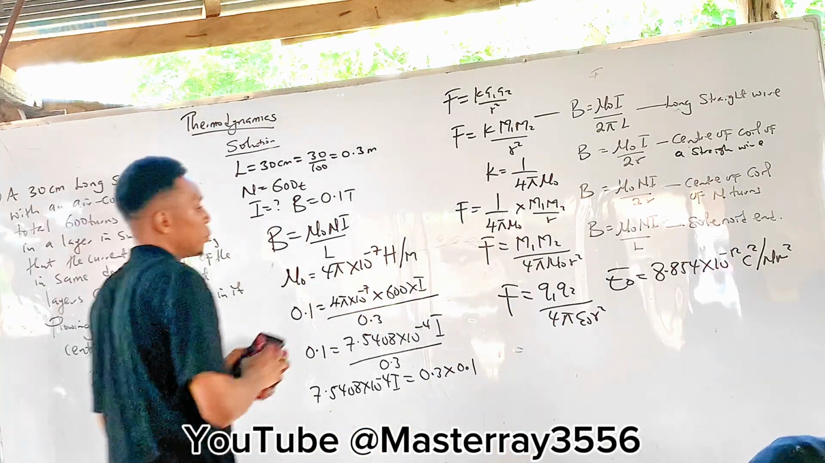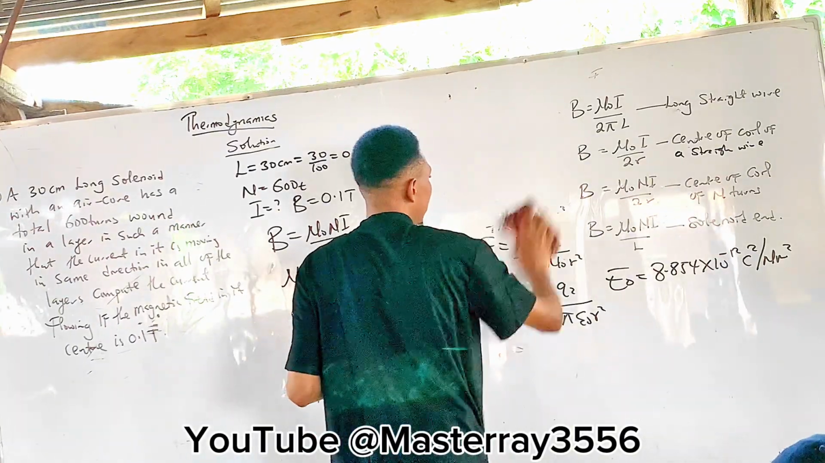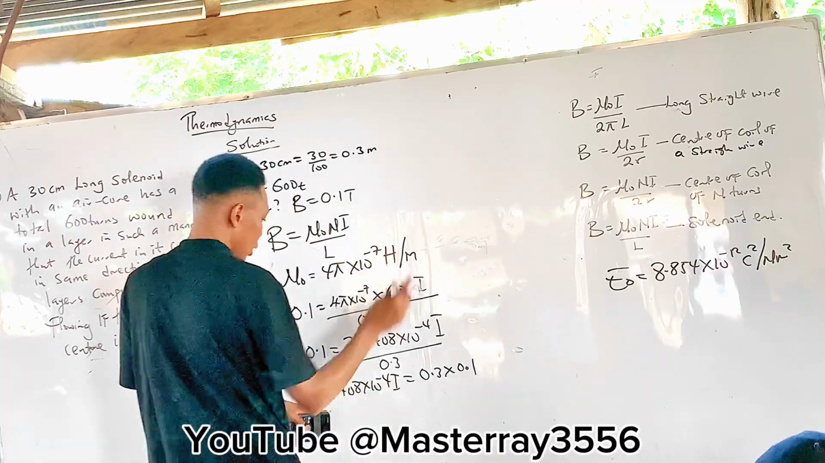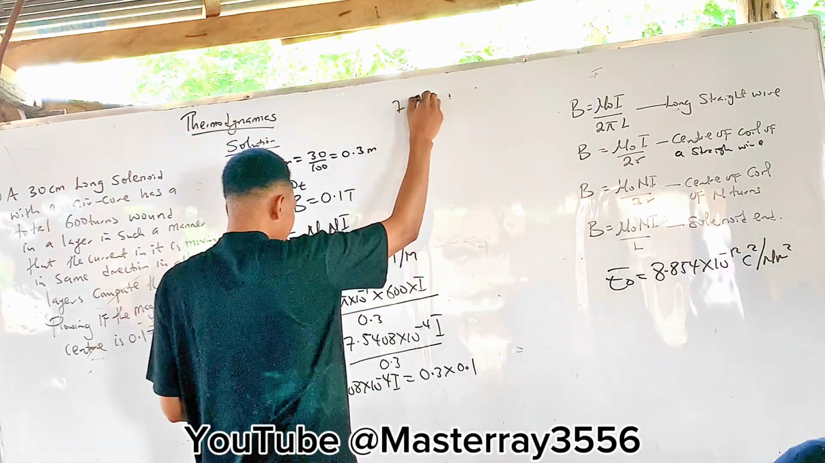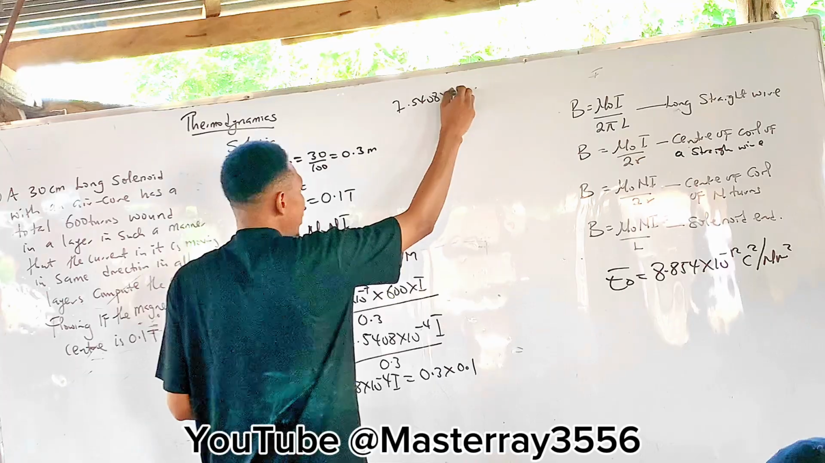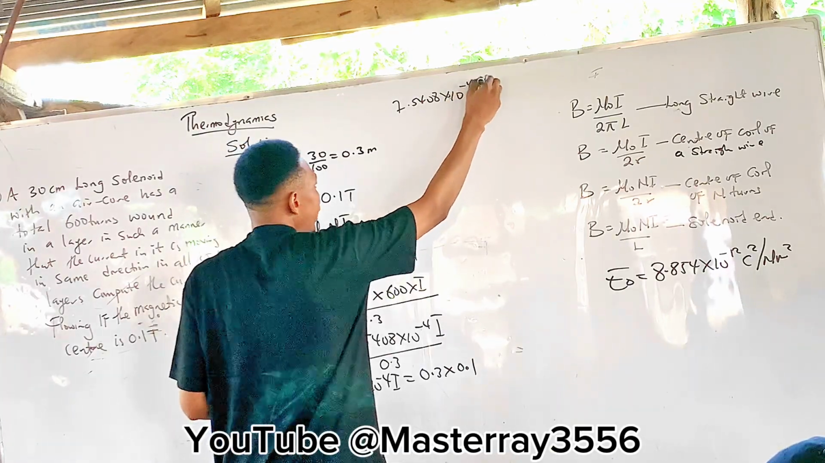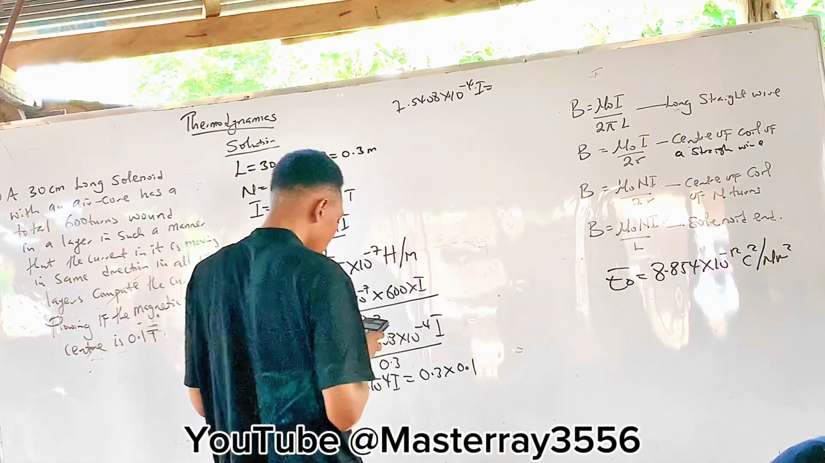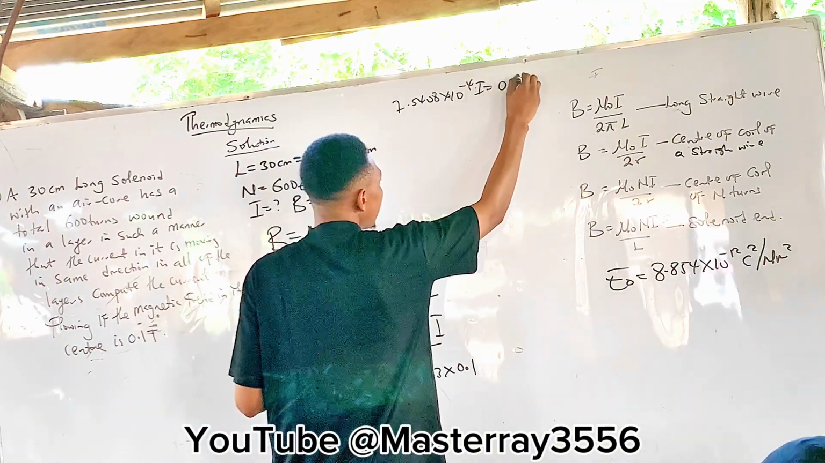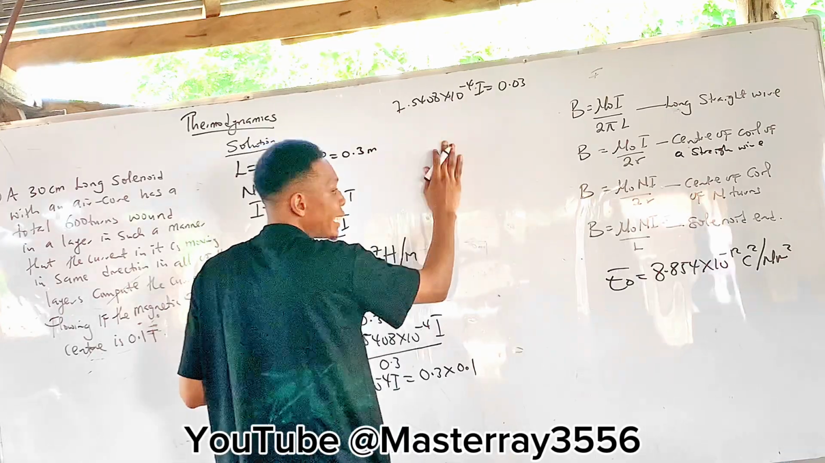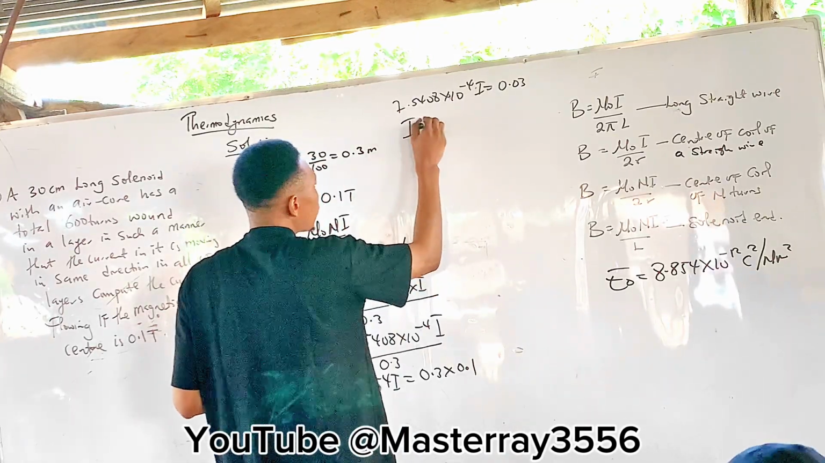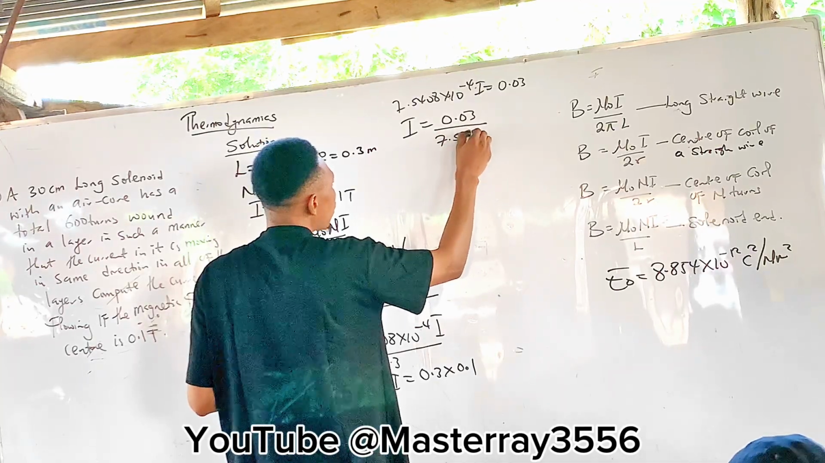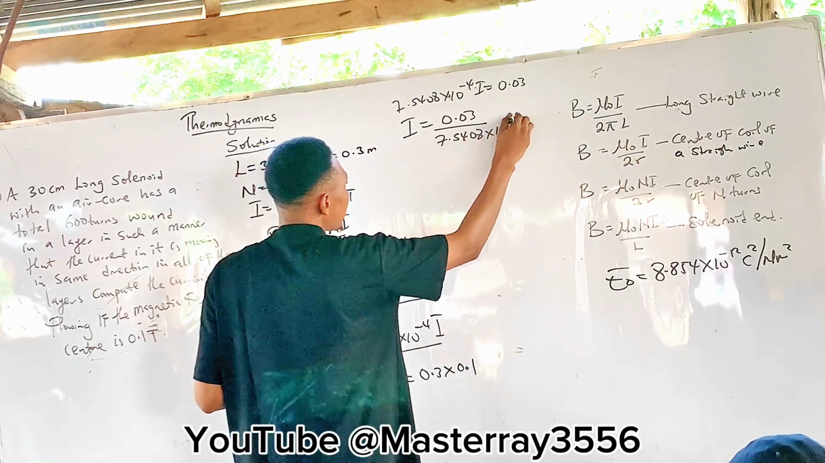So from there, we have 7.5408 times 10 raised to power minus 4i equals 0.3 times 0.1, which is 0.03. So what do you do? Divide both sides by this, right? So we have i equals 0.03 divided by 7.5408 times 10 raised to power minus 4.